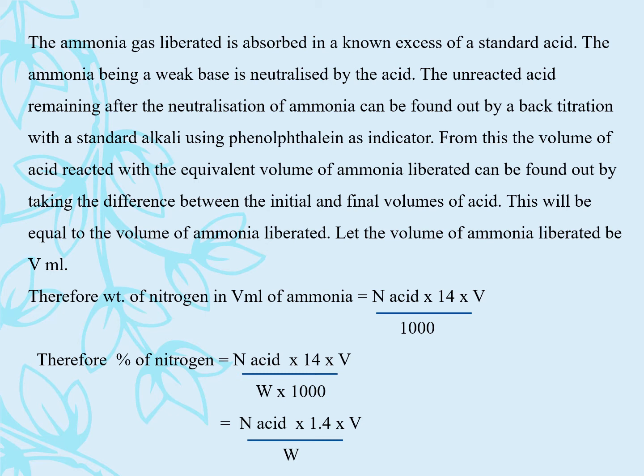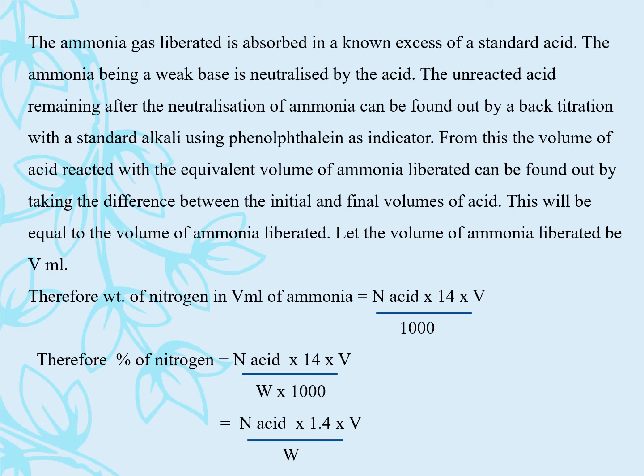From this, the volume of the acid reacted with the equivalent volume of ammonia liberated can be found out by taking the difference between the initial and the final volumes of the acid. Now this will be equal to the volume of ammonia liberated. Now let the volume of ammonia liberated be equal to V mL. So now therefore the weight of nitrogen in V mL of ammonia is equal to the normality of the acid into 14 into the volume of the ammonia by 1000.